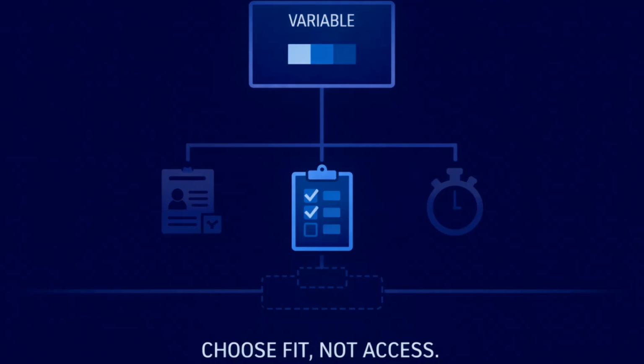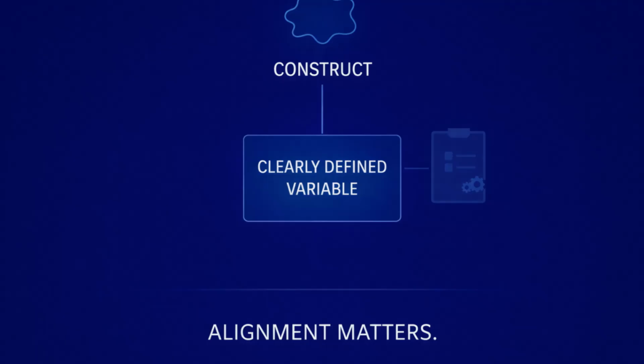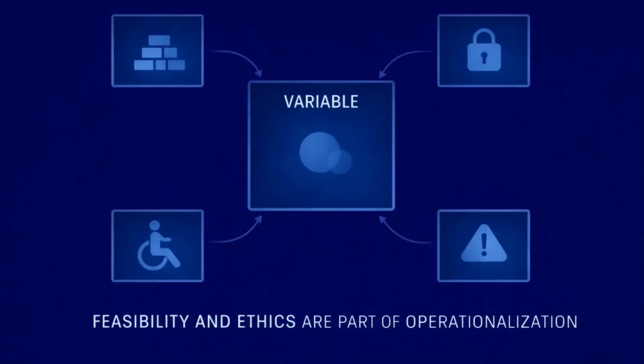There are also situations where no existing measure fits your needs. When that happens, operationalization becomes even more important. You may adapt a measure, develop a rubric, or create a new protocol grounded in the literature. What matters is not whether the measure is new. What matters is whether the variable it produces is clearly defined, defensible, and aligned with the construct definition you are using. Operationalization also involves feasibility and ethics.